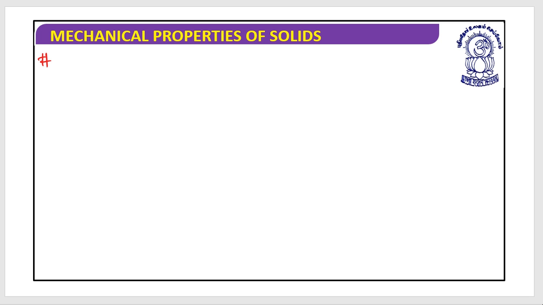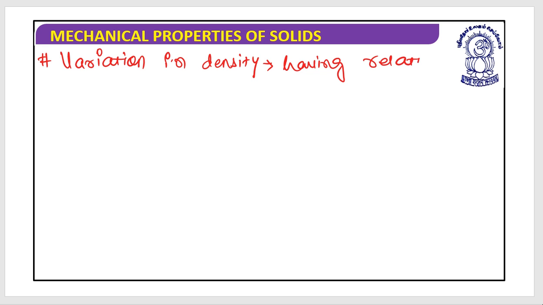Let's look at the variation in density having a relation with bulk modulus B. So you need to find out the variation in bulk modulus when density is going to change.